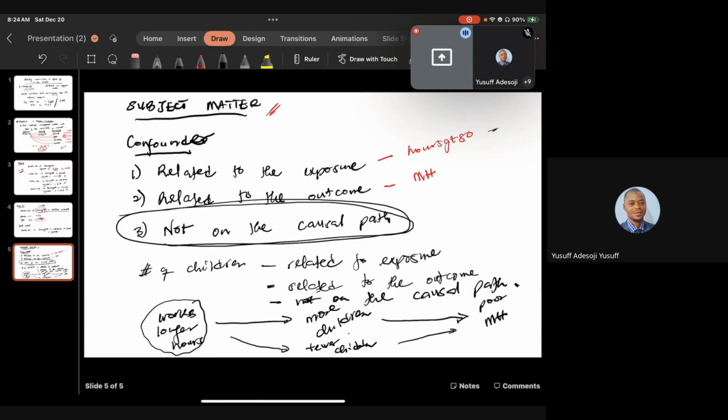Because if it is on the causal pathway, it is something else, which we call a mediator. If it's on the causal pathway, it will be a mediator. If it is not on the causal pathway and it meets these other requirements, then it is a confounder. Is this perfectly clear to everybody?